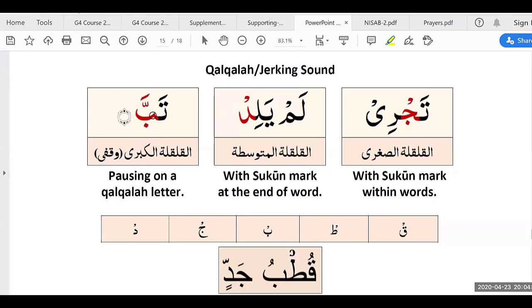And lastly, the letter of qalqala does not carry the sukoon sign, but because it appears at the end of a word, when we pause on it, it becomes sakin. So we do the jerking sound. So pausing on a qalqala letter, but it is vowelled this time instead of sakin.